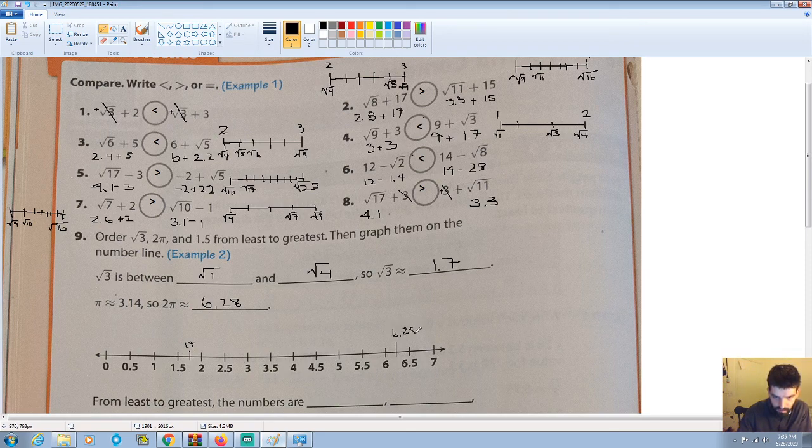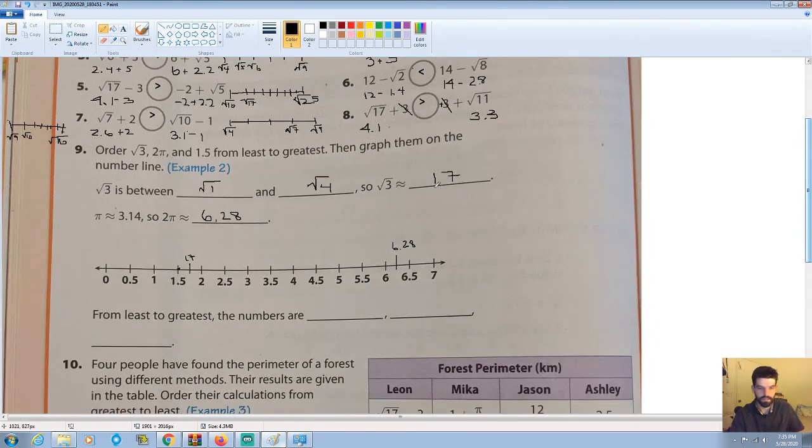And then we have 1.5. So if we look from least to greatest, we have 1.5 being the smallest, or least. We have 1.7, or the square root of 3 being next. And we have 2 pi being the greatest.